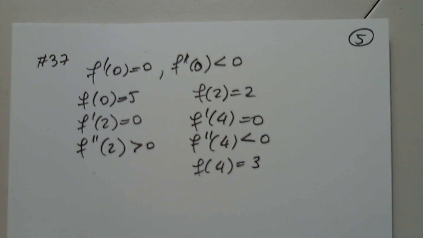I need to make sure that I copied everything, because sometimes I copy from two different problems. My computer is so far away. Okay, f prime of 0 is 0, yes. The second derivative less than 0, yes. F of 0 is 5, f prime of 2 is 0, f double prime of 2 is positive, f of 2 is 2, f prime of 4 is 0, correct. F double prime of 4 is less than 0, and f of 4 is 3. Okay, fine.